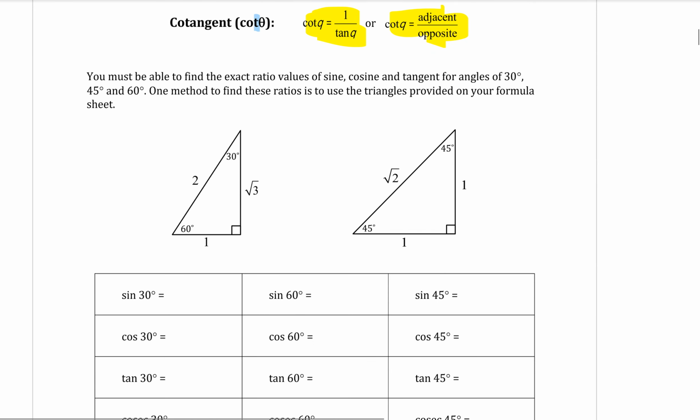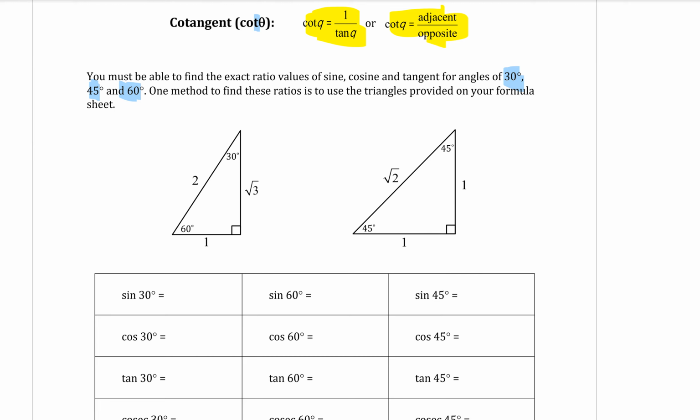All right, next thing. This one is not completely new. You have seen these last year. You must be able to find the exact ratio of sine, cosine, and tan for 30, 45 degrees, and 60 degrees. And the easiest method, it's not the only method, but the easiest method is to know those triangles that are there. Are they on the formula sheet? Yes, they are. Yep, they are on your formula sheet. So remember how to use them.